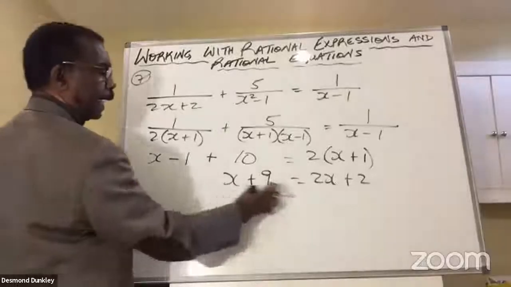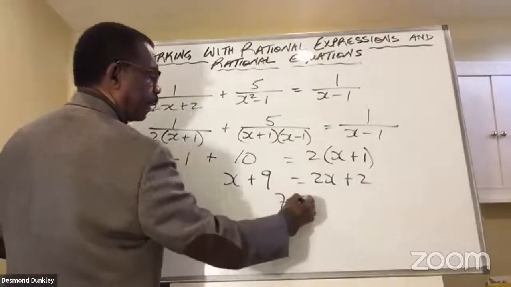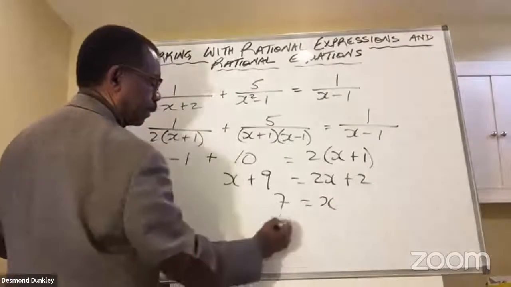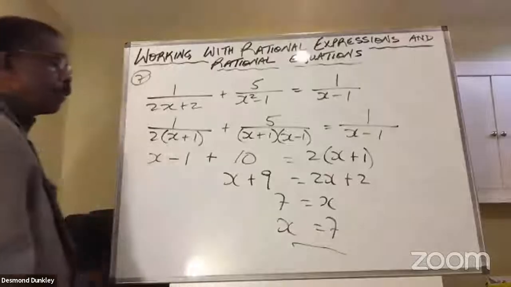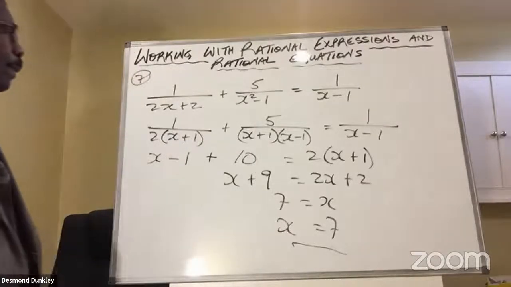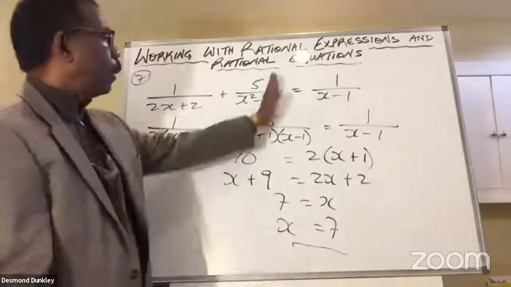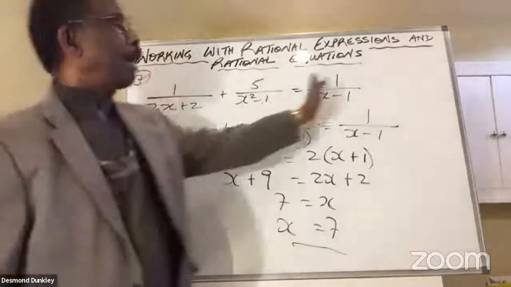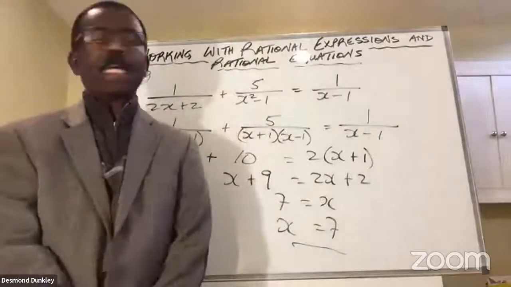Okay, subtract x from both sides, subtract 2 from both sides. We end up with 7 is equal to x. It's always good to write the variable on the left side. So the question is, suppose I plug in 7 for x. Would the left side be equal to the right side? It better be, otherwise there was a mistake.